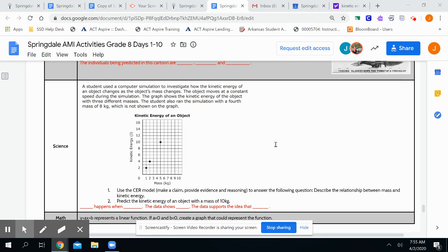Wanted to help you guys out with the grade 8, day 10 science AMI packet question. So let's go ahead and dive into that, and I'm going to start by reading the question with you guys, and then we'll analyze the graph.